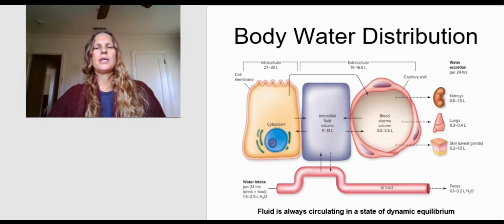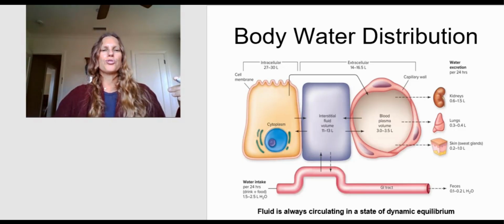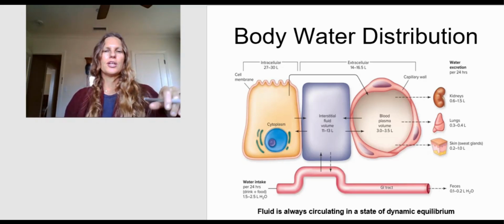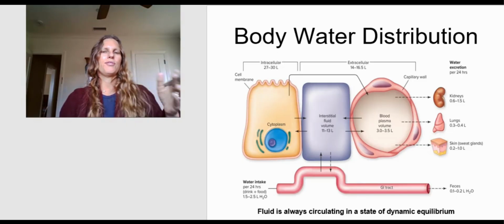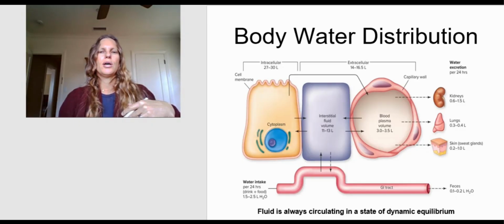So we've got the intracellular compartment being our largest fluid compartment of the body, containing about 2/3 of our overall body water inside of our cells. And you can see on that picture there, that accounts for about 27 to 30 liters of fluid. And then the remaining fluid is outside of our cells, and that's the remaining 15 to 16.5 or so liters of fluid. The majority of that fluid is interstitial.